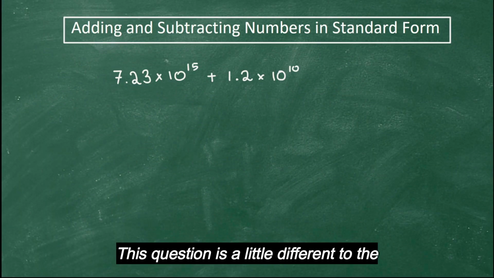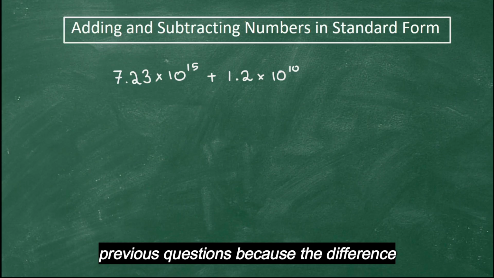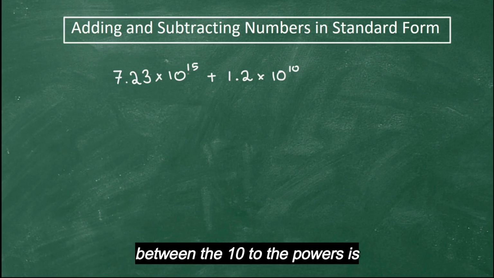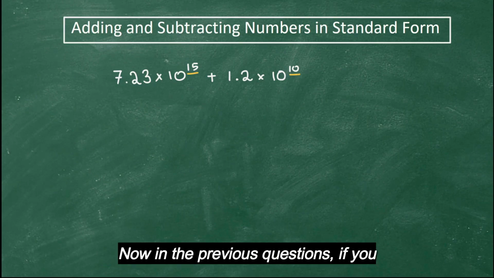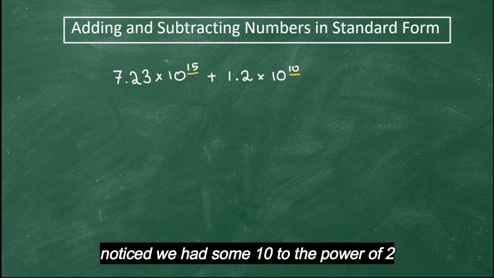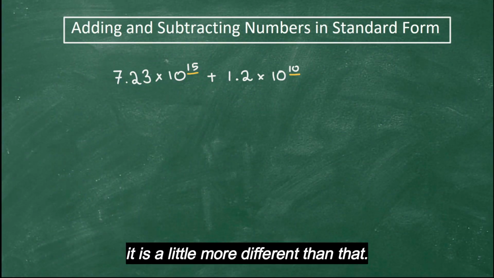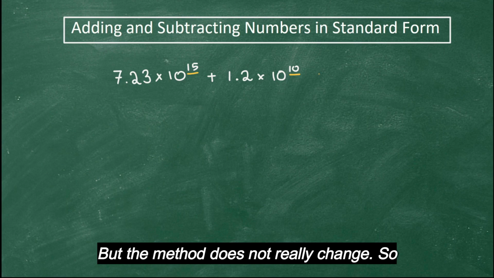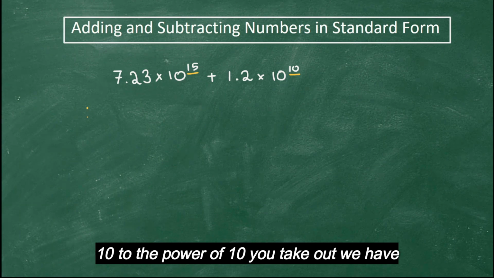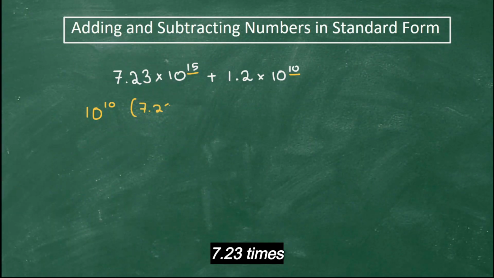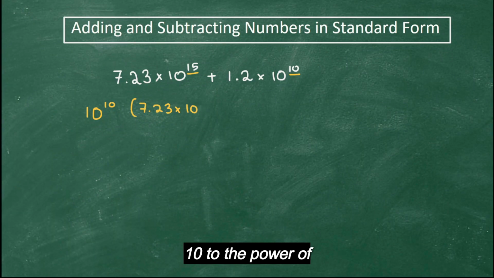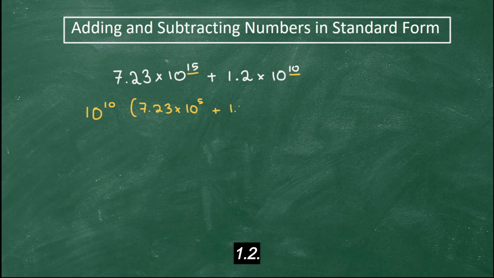This question is a little different to the previous questions because the difference between the 10 to the powers is significant here. Now in the previous questions, if you noticed, we had some 10 to the power of 2 difference, but here it is a little more than that, but the method does not really change. So 10 to the power of 10 you take out. We have 7.23 times 10 to the power of 15, take away 10, so 5 remains here, plus 1.2.